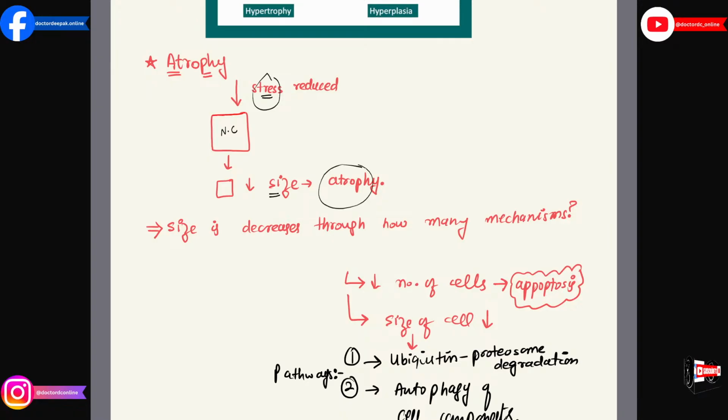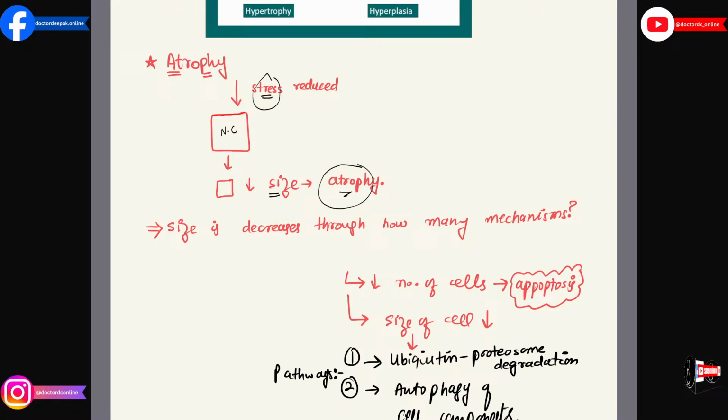I will explain again. After putting the stress, if the cell size increases, it is called hypertrophy. And if the cell size is decreased after putting the stress, it is called atrophy. So atrophy means when the organ size is decreased. So the question is how that organ size is going to decrease. Please keep in mind there are two methods through which an organ can decrease its size.